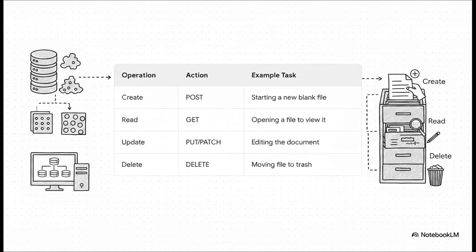Create is like starting a brand new blank file. Read is opening that file to look at it, which, by the way, uses the HTTP GET method. Update is scribbling new text onto the document. And delete is simply throwing the file into the trash. Grasping this whole CRUD concept is incredibly fundamental to understanding how back-end data works.